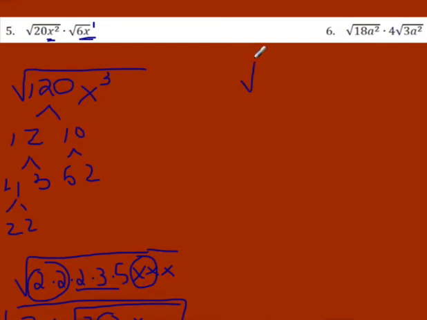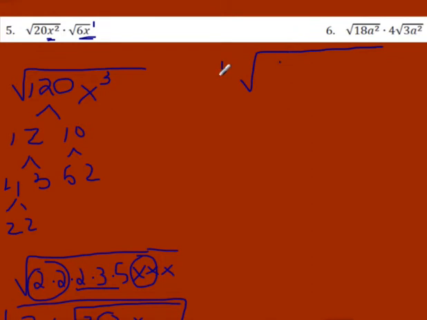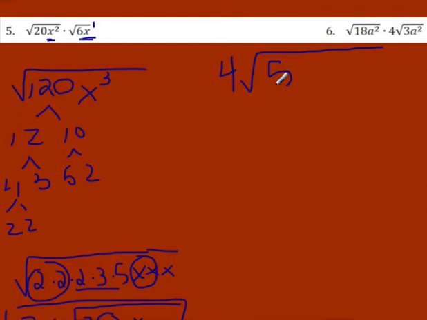Taking a look at number 6, so we're going to do 18 times 3, and that's going to give me 54. Okay, so that is 54, and then I have this 4 on the outside from the other one. And then I have a squared times a squared. So we're going to add those exponents to get a to the fourth. So let's take a look at breaking down 54.